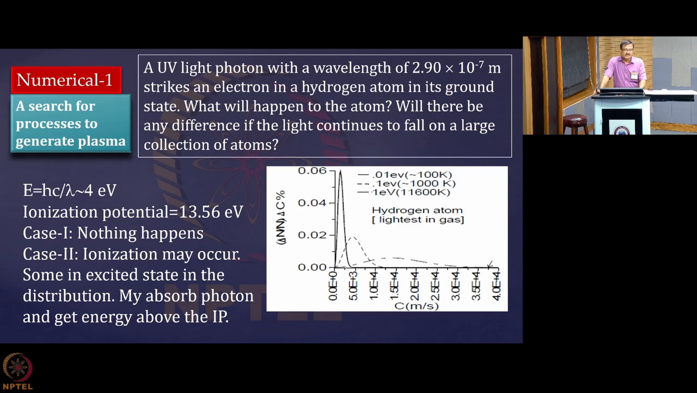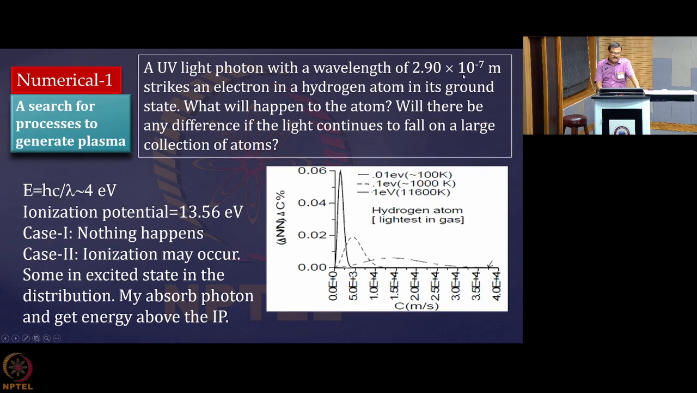Whether the atom will be ionized or not, and what will happen if the light continues to fall on a large collection of atoms. This is quite interesting: I have a UV photon that is coming, and whether it will be able to ionize the hydrogen atom. Let us see. The energy the photon has is equal to hc by lambda.